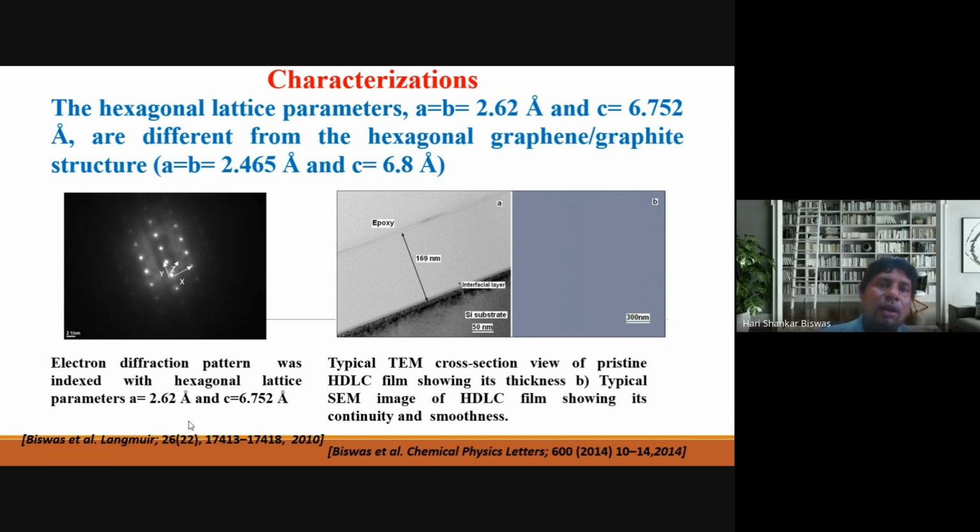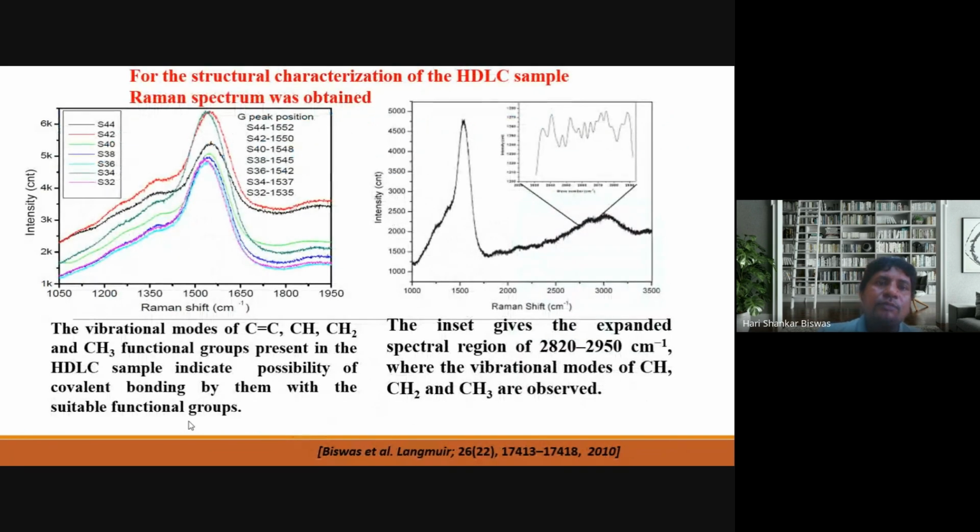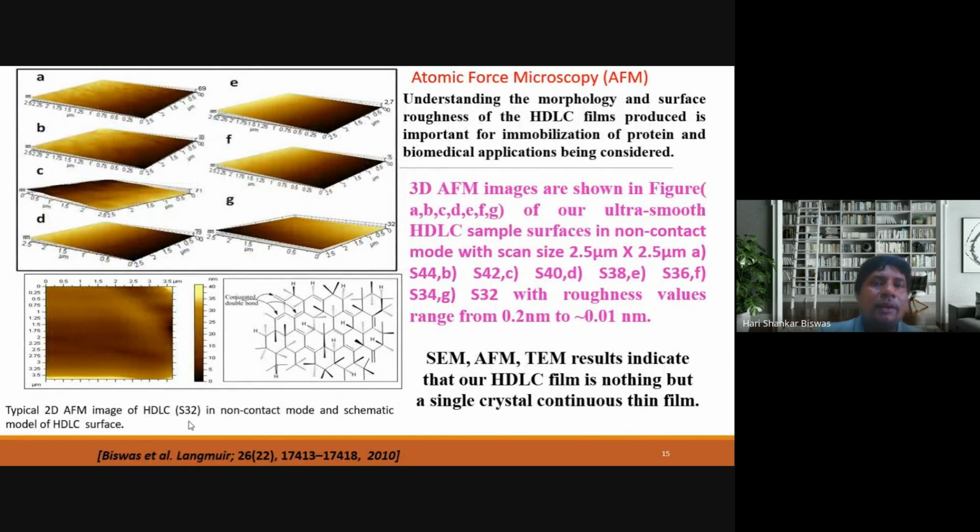Okay, I'm continuing. Characterization, we can do in different ways. Since it is a crystalline form, we get different parameters from the XRD, and this is the Raman spectra with different ratios of hydrogen and methane, and the Raman spectra will change its peak. And from atomic force microscopy, we can study the surface of the HDLC.